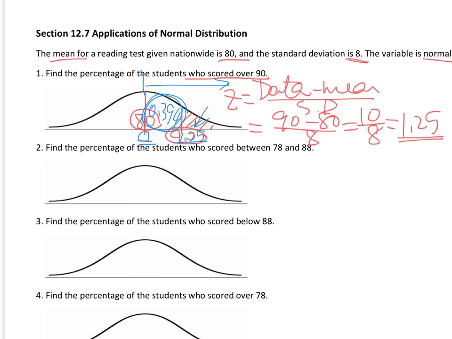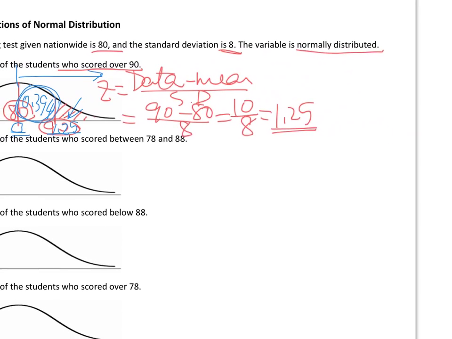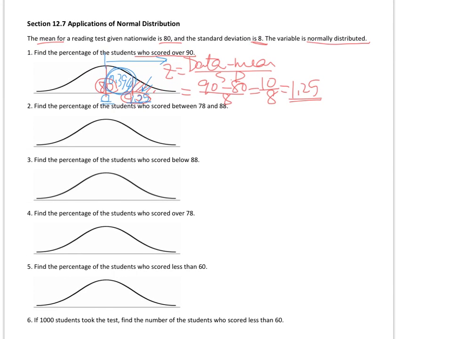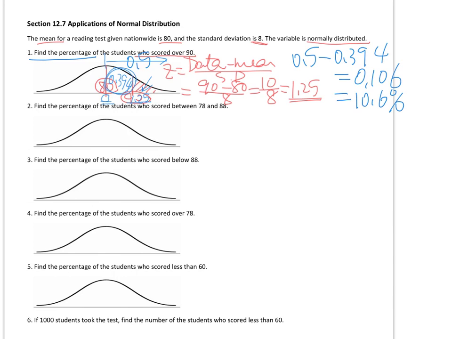So to answer the question, I'm going to move over here and write my answer. It's going to be 0.5, because that's one side of the mean, subtract 0.394. And this is going to be 0.106. Remember the question asks you to find the percentage, so the format of the solution expected here will be a percentage, as 10.6%.